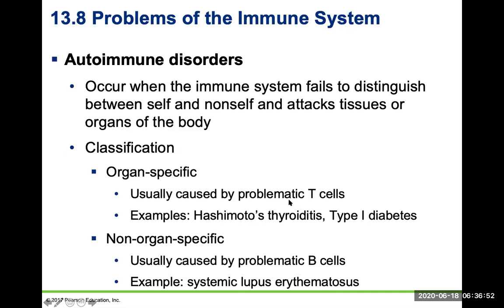Hashimoto's thyroiditis is an inflammation of your thyroid, or type 1 diabetes, where the cells in the pancreas are unable to produce sufficient insulin. It can be non-organ specific, where it's usually caused by problematic B cells. An example of this is lupus.